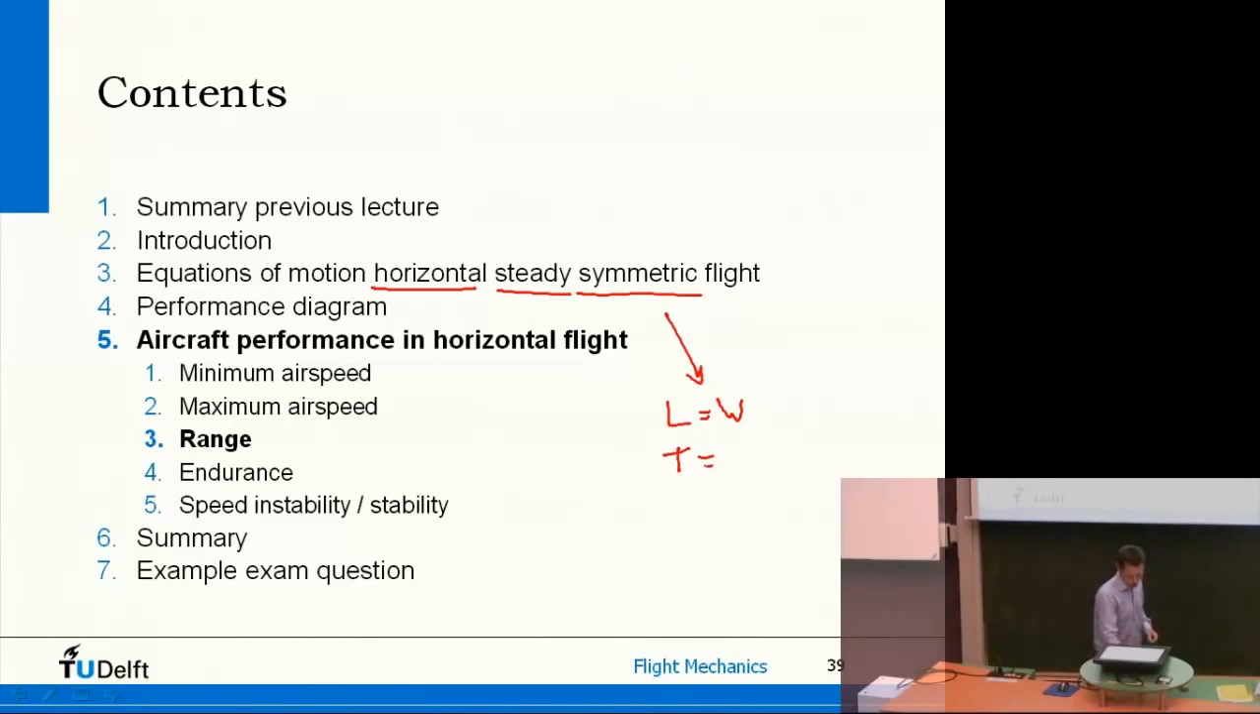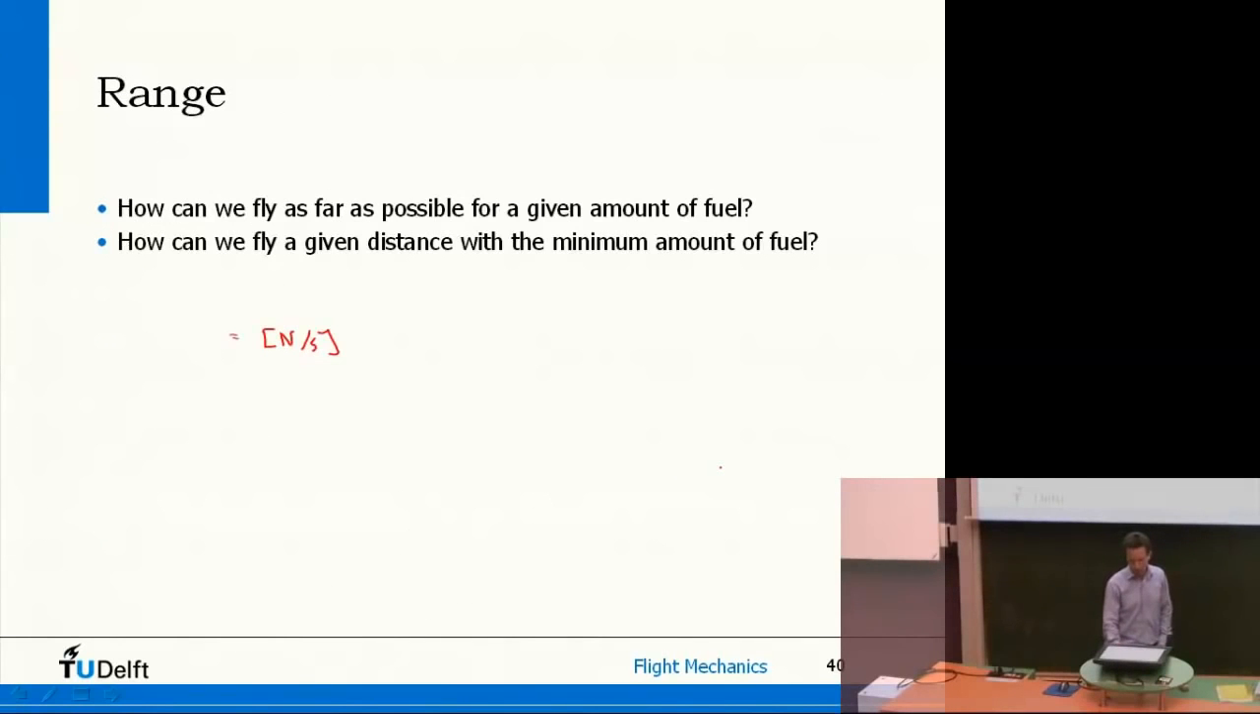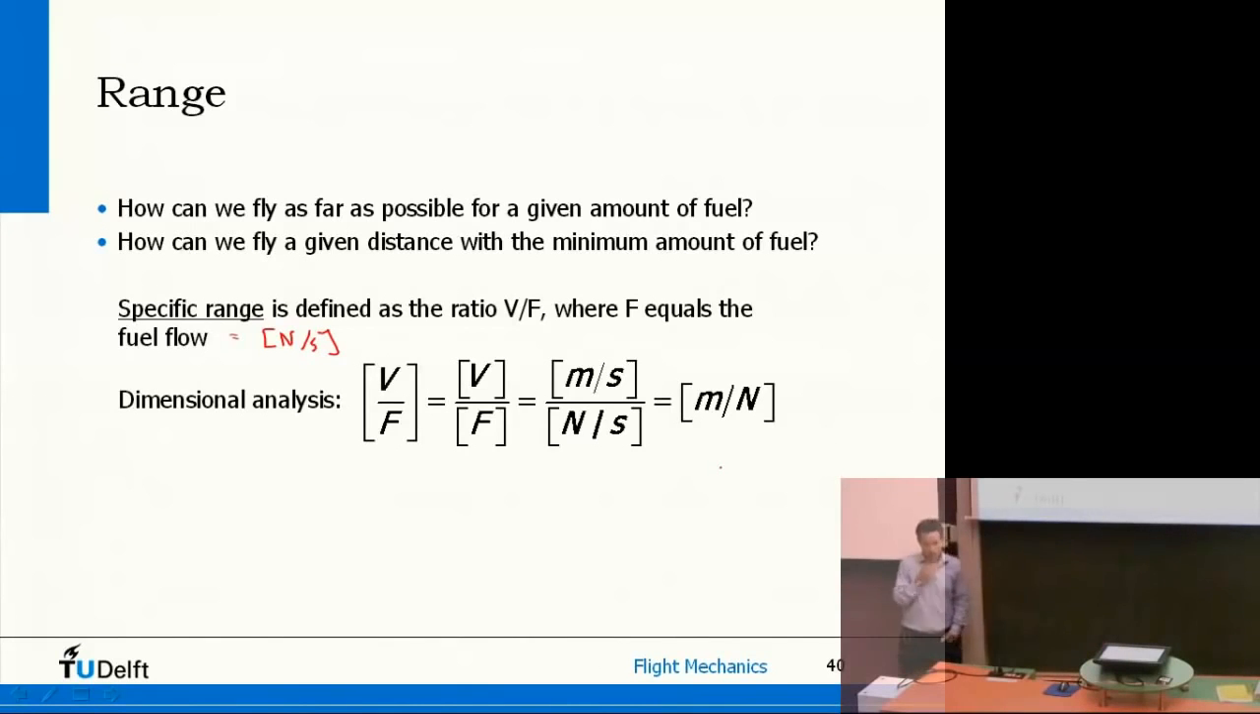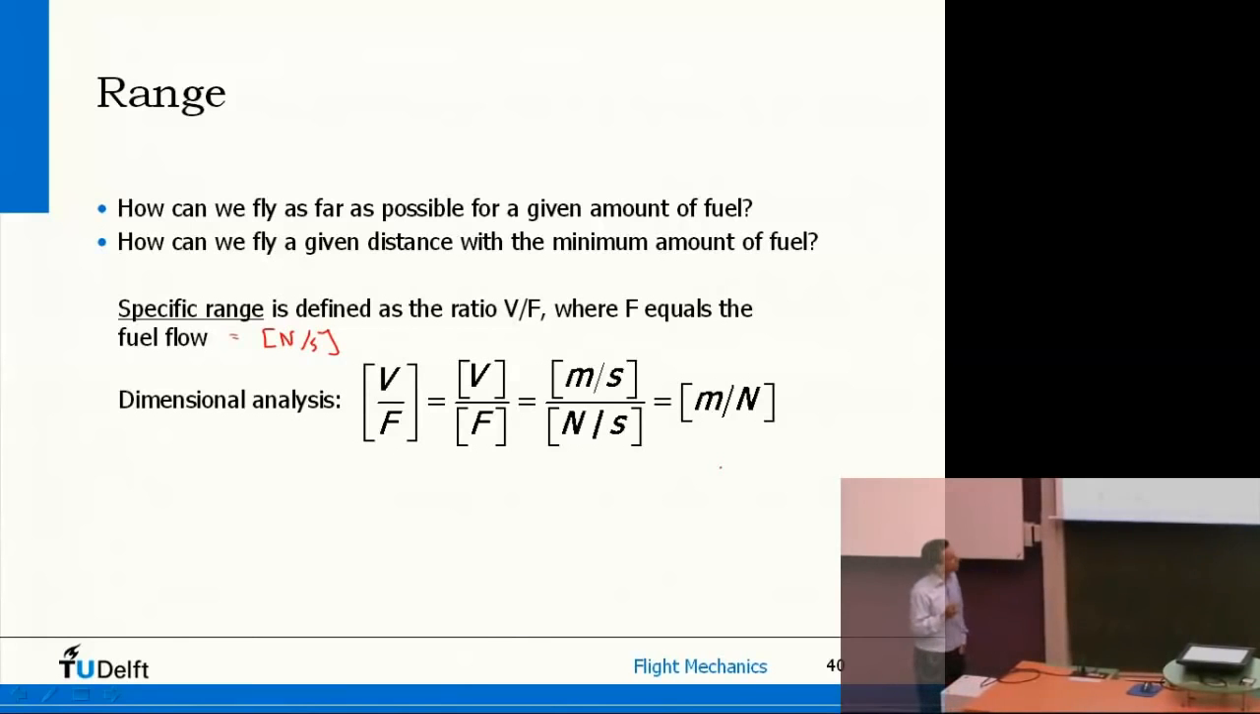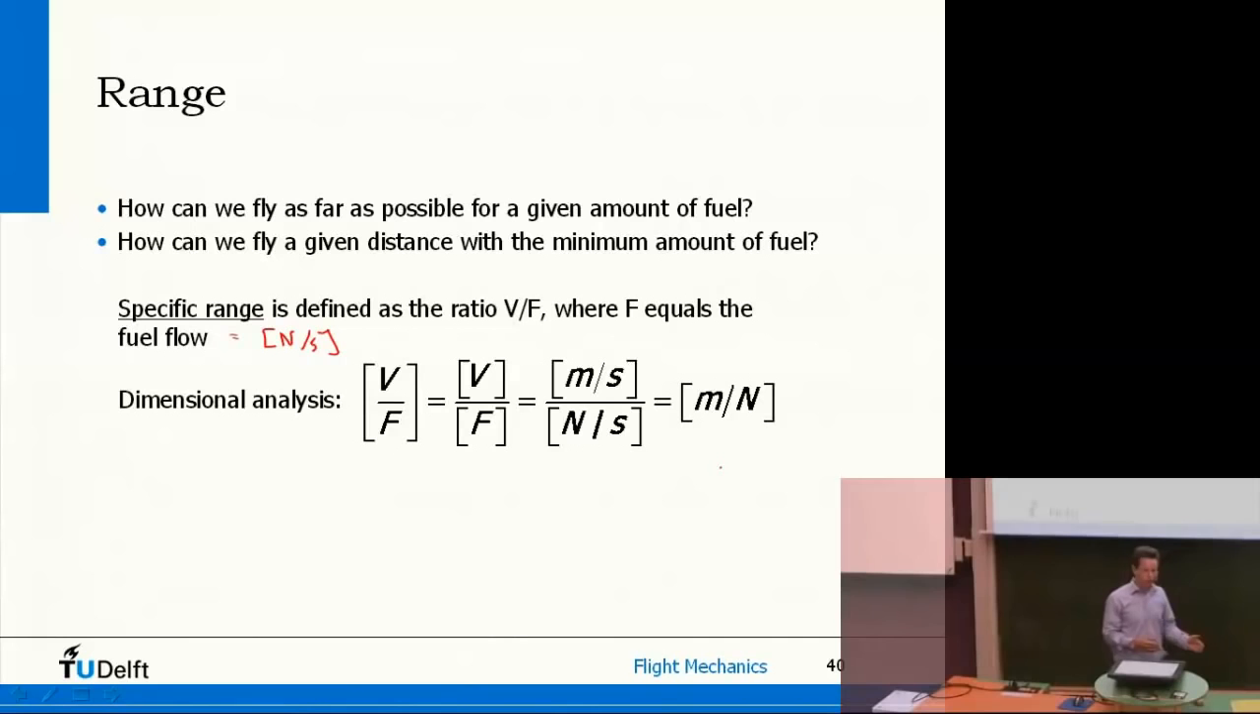Okay? Now, if you talk about range, and this sheet, I'm sure you've seen this before last week, we defined one parameter which is called specific range, and it's defined as airspeed divided by fuel flow. So fuel flow is the amount of fuel that you use per second, and if you divide airspeed over fuel flow, you get something which is meters per second divided by newtons per second. So it's the meters you can fly per newton of fuel.